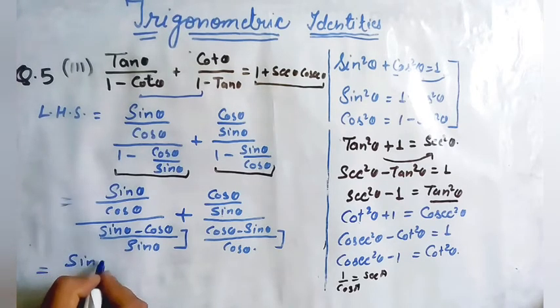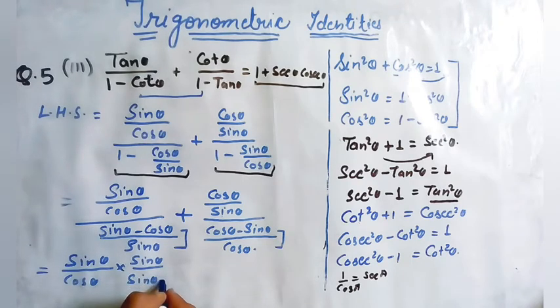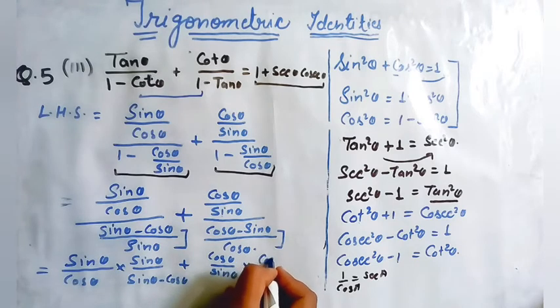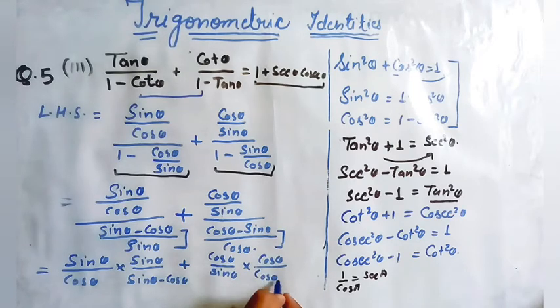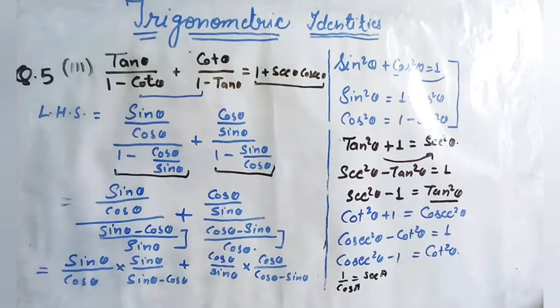So sin theta upon cos theta multiplied by sin theta upon sin theta minus cos theta. Same in the second part, plus cos theta upon sin theta, whole multiplied by cos theta upon cos theta minus sin theta. Now concentrate on the sin theta minus cos theta. It will be in both parts.